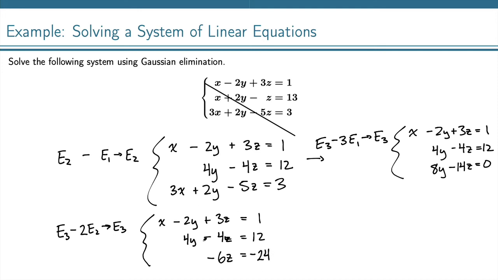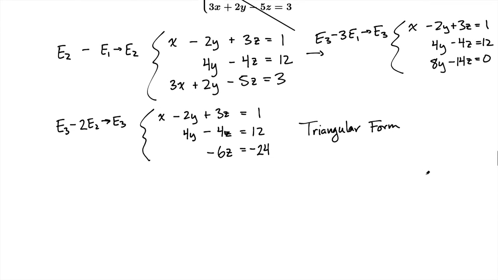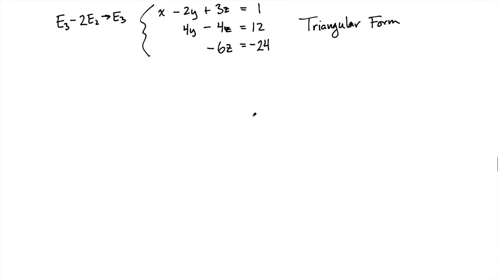And so this is now what we call triangular form. And to solve this system now is super easy. We just use back substitution. So this third equation, we just can divide by -6, and we get z equals 4. Okay. Then we can take that and plug it into the second equation. So we have 4y minus 4 times 4 equals 12. So 4y equals, let's add 16, and we get 28. So y is equal to 7.